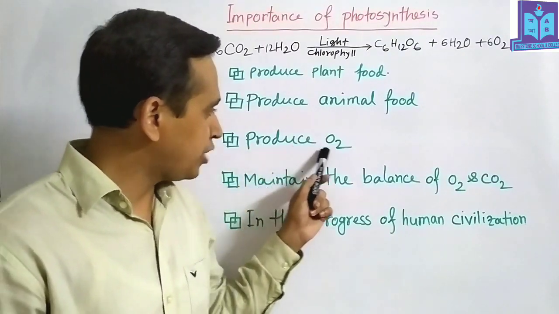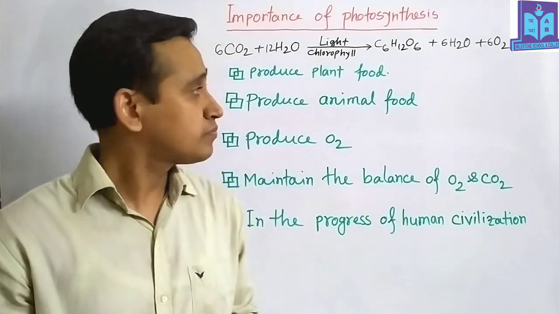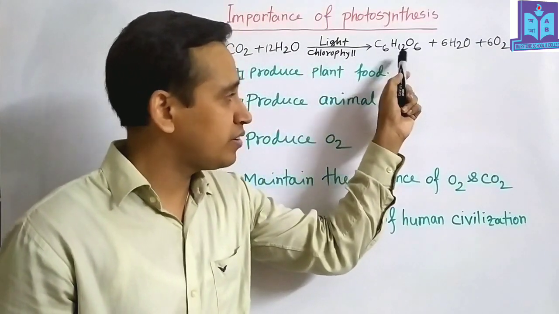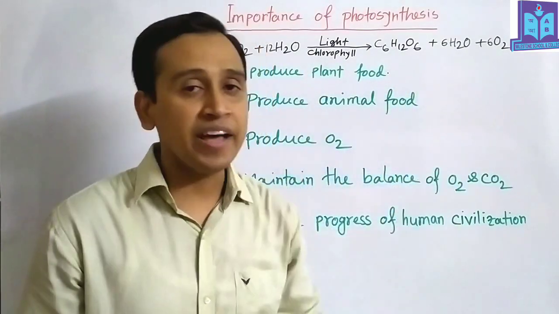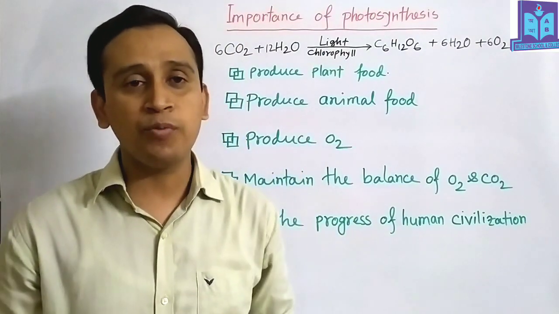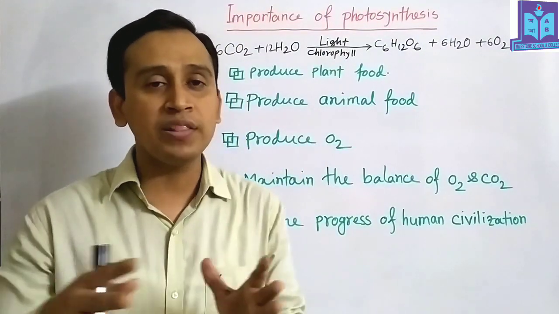Next one is producing oxygen. Through the photosynthesis reaction, green plants produce carbohydrate as well as oxygen as a byproduct. This oxygen is very important for the cellular respiration of all living beings.